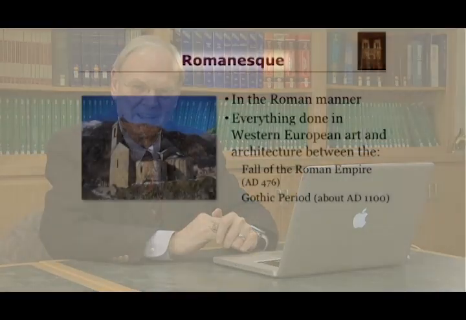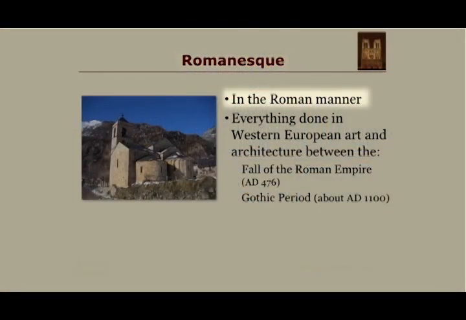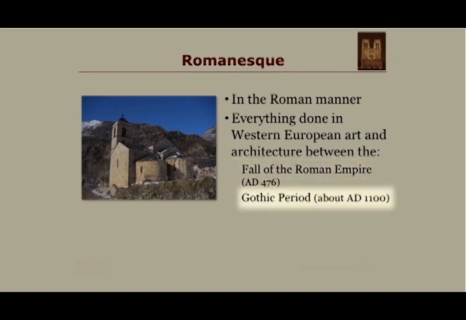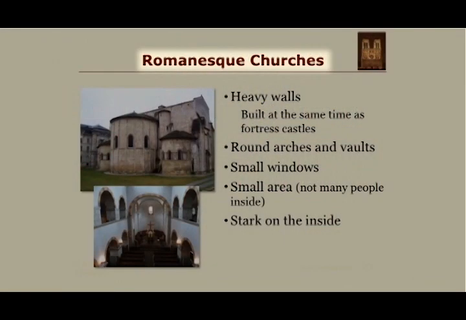First type of architecture that we want to talk about is called Romanesque. It means simply in the Roman manner. And everything done in Western European art and architecture between the fall of the Roman Empire and the beginning of what we will call the Gothic period around 1100 was Romanesque. Let's take a look at some Romanesque churches so that we can understand what the nature of Romanesque is all about. Here we see the inside and the outside of a Romanesque church.